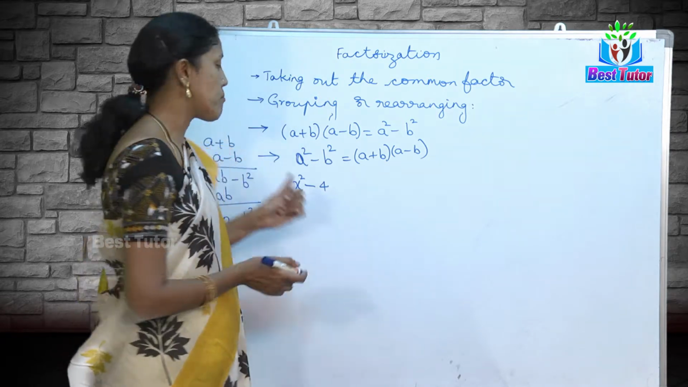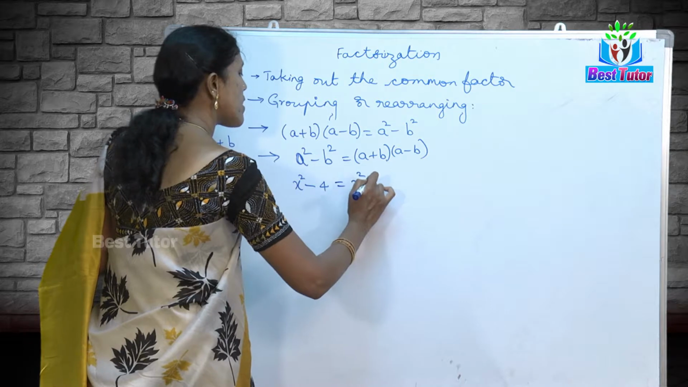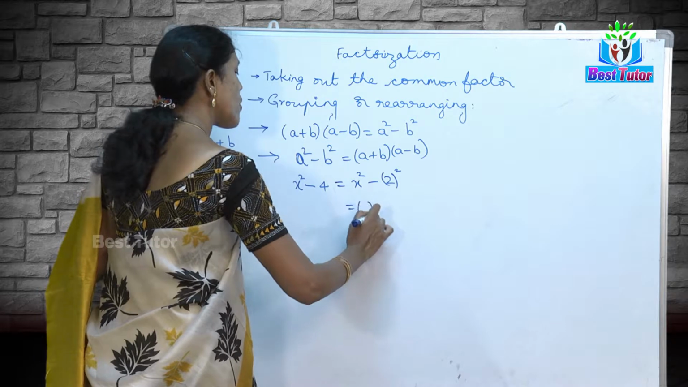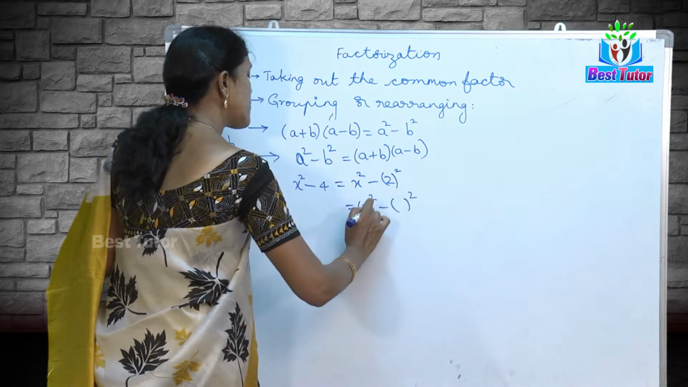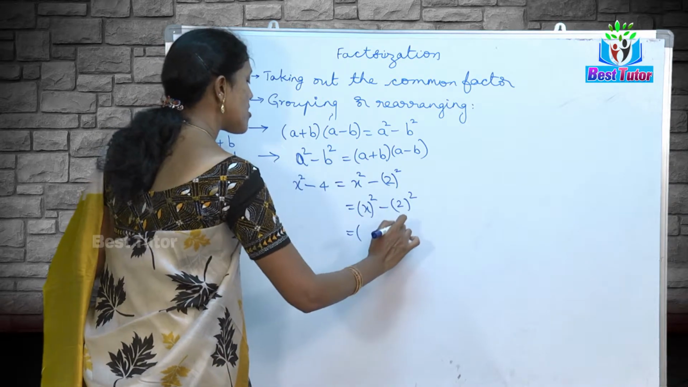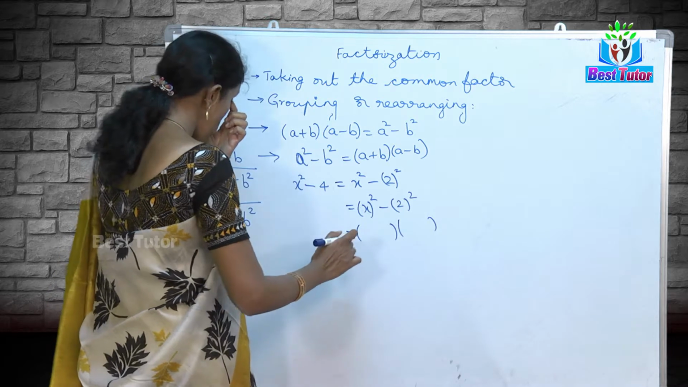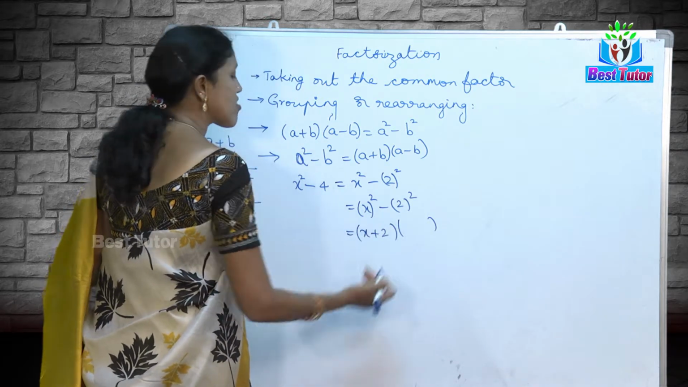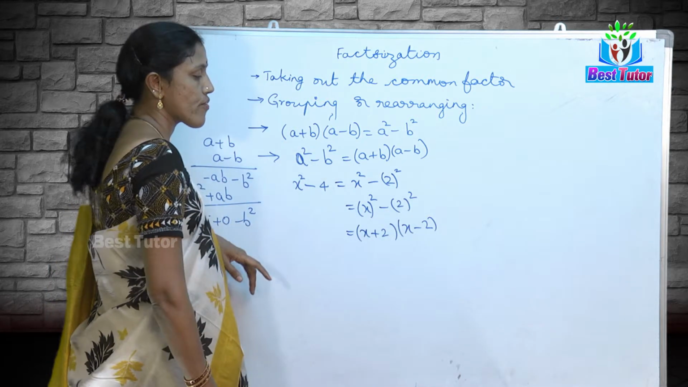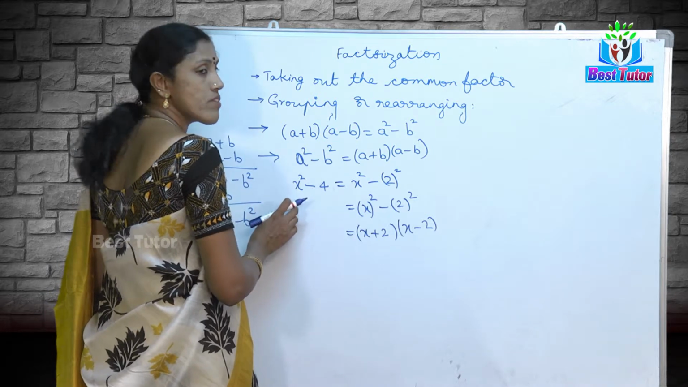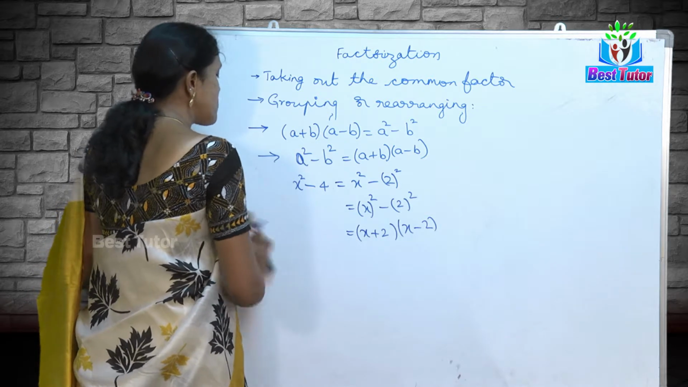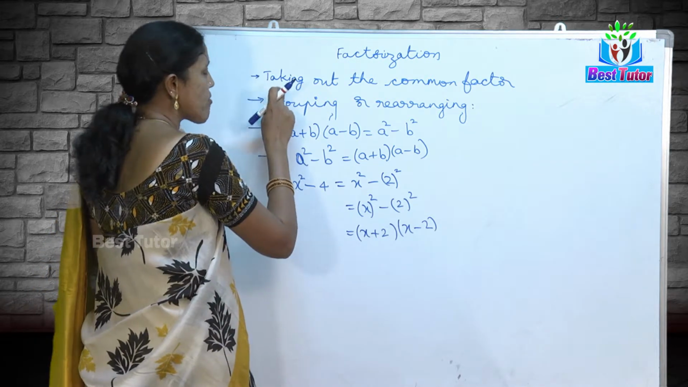of squares of numbers. x square minus 4 is nothing but x square minus 2 square. 4 is 2 square. So it is in the form of a square minus b square. A square minus b square is a plus b into a minus b. So in the place of a we have x, and in place of b we have 2. So x plus 2 into x minus 2. So this is a procedure of factorizing the given expression which is in the form of difference of squares. Let us consider an example which is a combination of taking out the common factor as well as this.